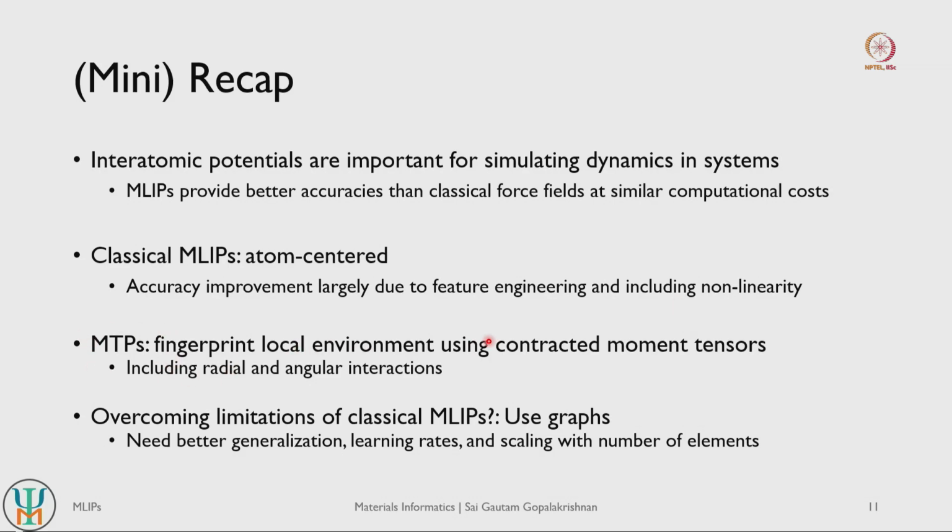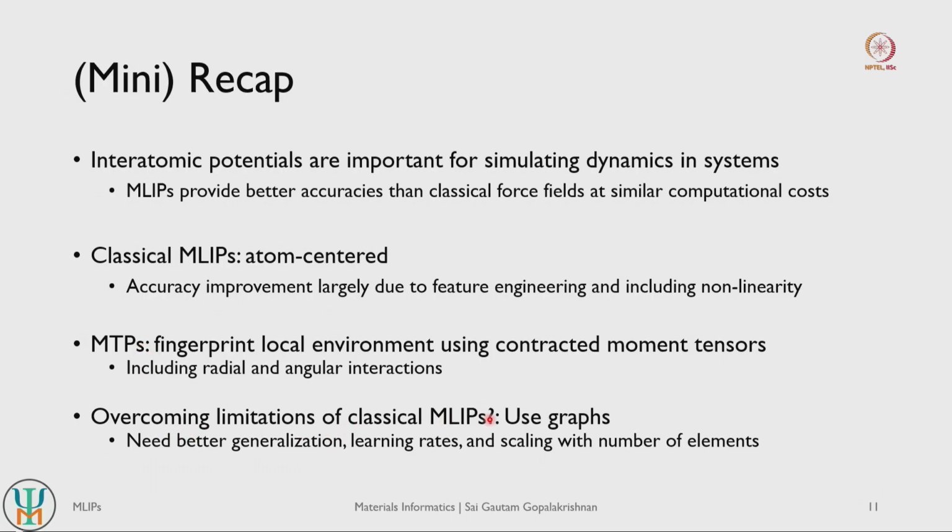These fingerprint local environments using what are referred to as contracted moment tensors. Each moment tensor has both radial and angular interactions built in, so it does capture some many body interactions, right. And we also looked at how MTPs are fit and examples of where they were used in practice.